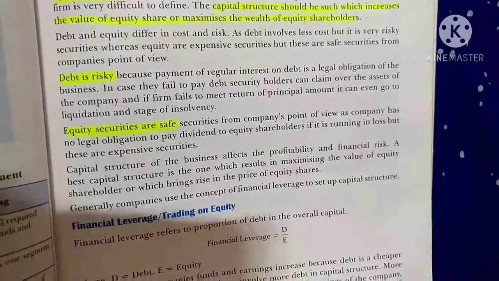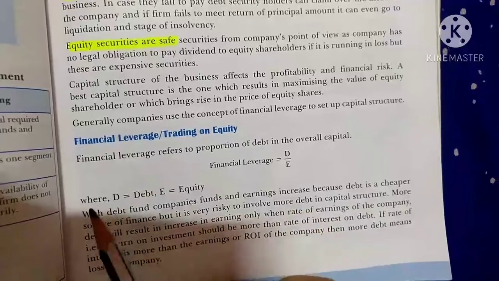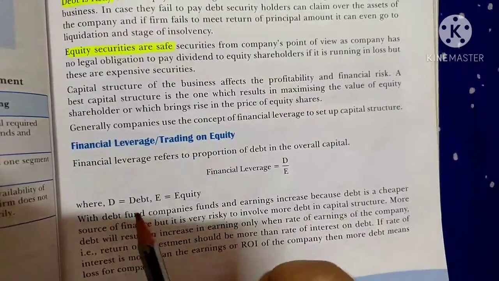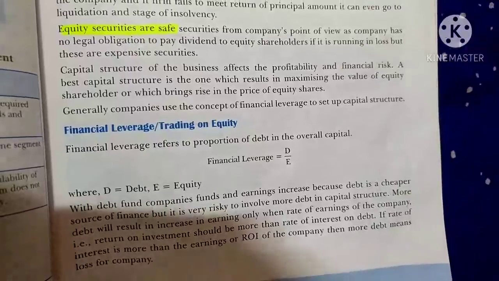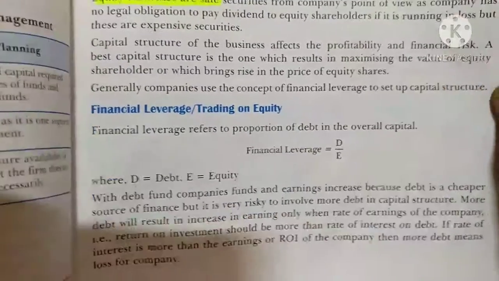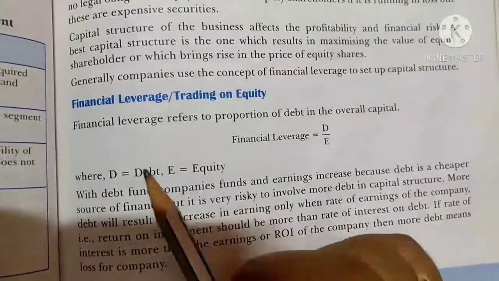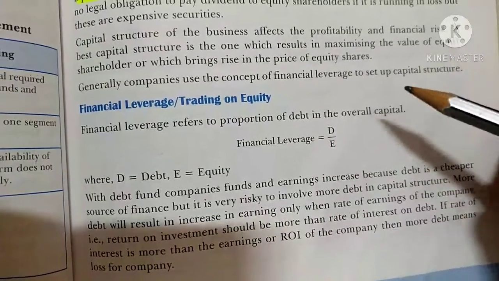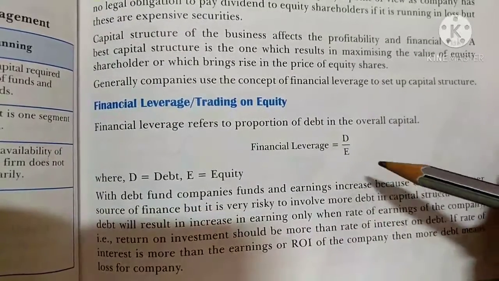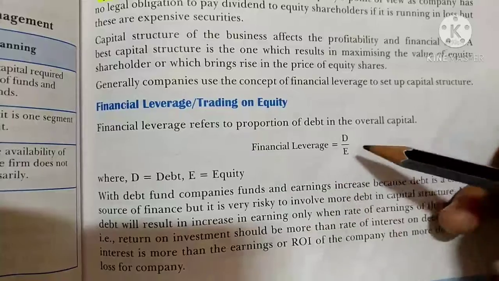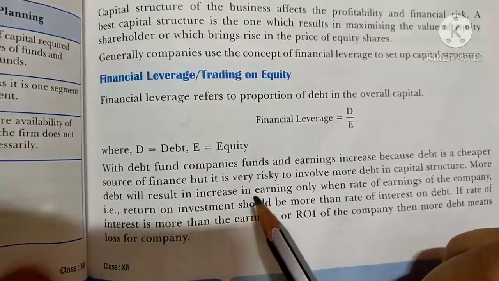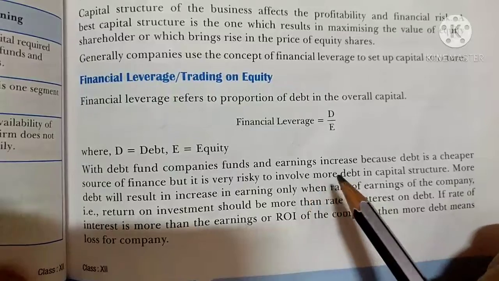Okay, now let us understand financial leverage, as financial leverage helps us to set up the capital structure. So what is financial leverage? Just pay attention here. Financial leverage refers to the proportion of debt in the overall capital. How much debt is there in the overall capital? It shows the financial leverage, debt upon equity, D for debt, E for equity. With debt funds, the company's funds and earnings increase.